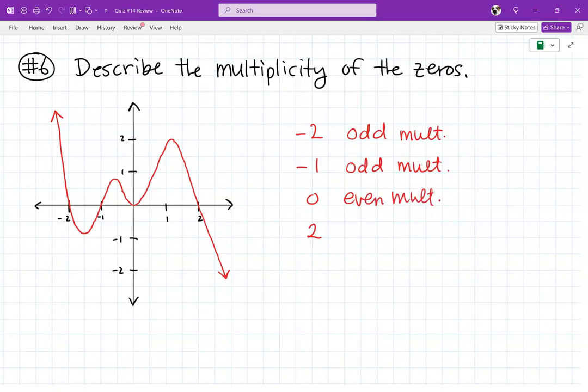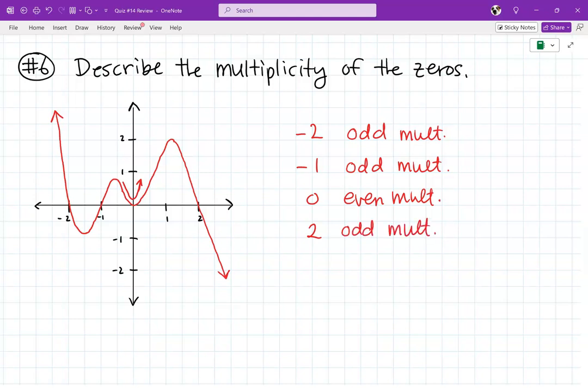So notice, because right here it turned back, right? It went back, it went down, and then it curved back up. It's like a trampoline. It hit it and it went back up, right? And then the last one at 2, what is that? Odd, right? And that's all you have to write.